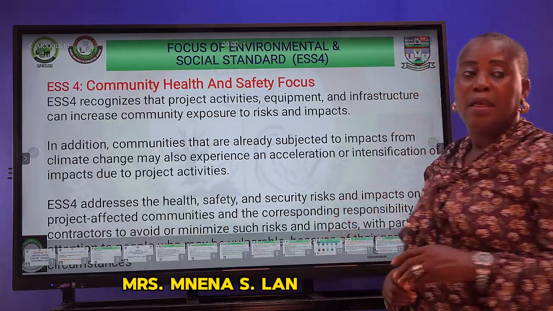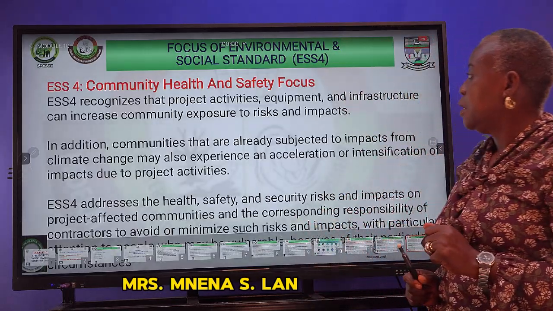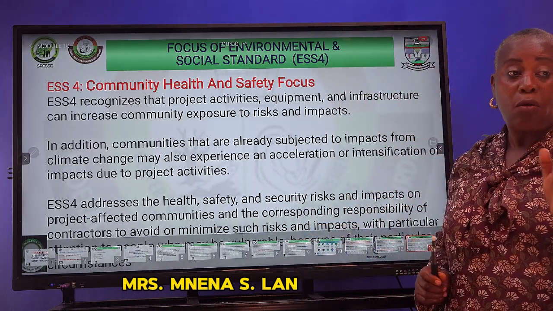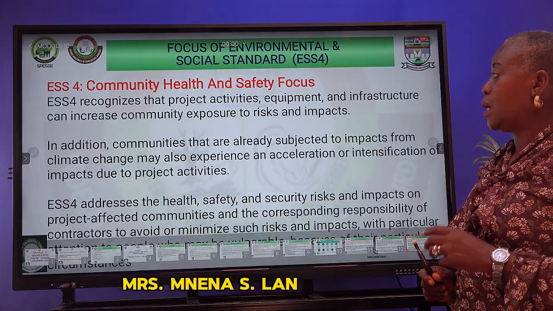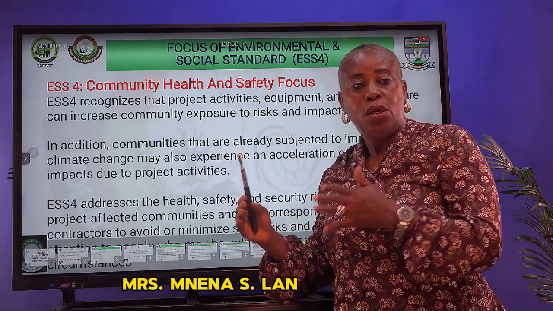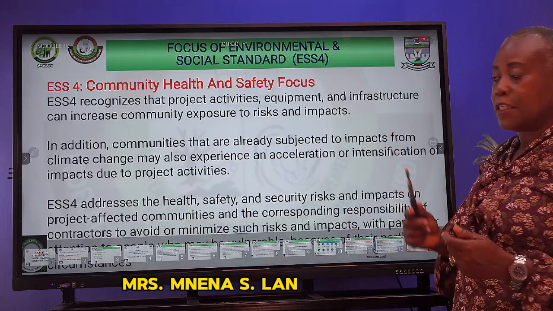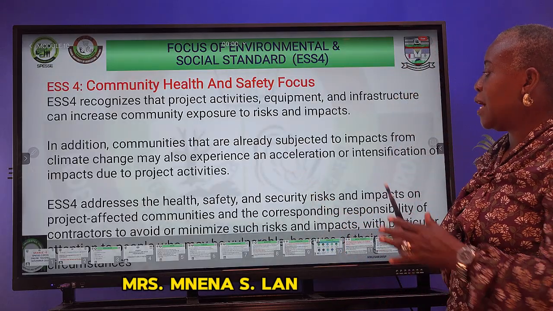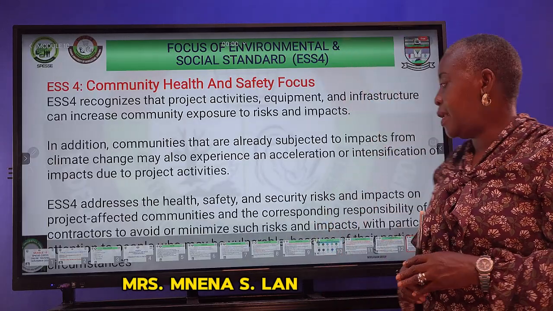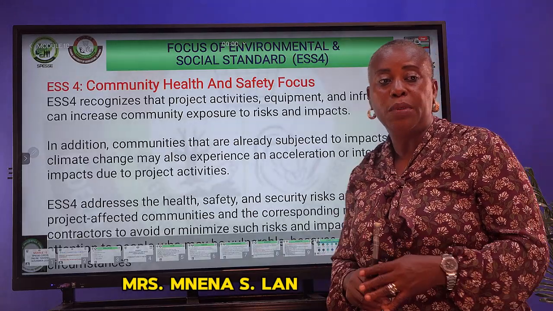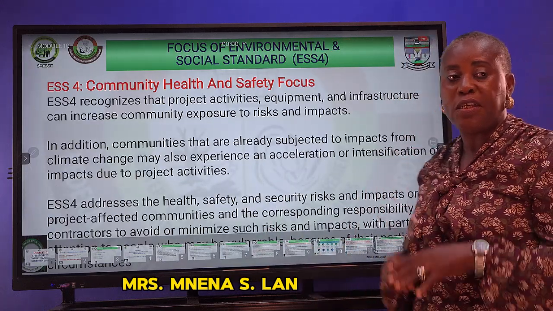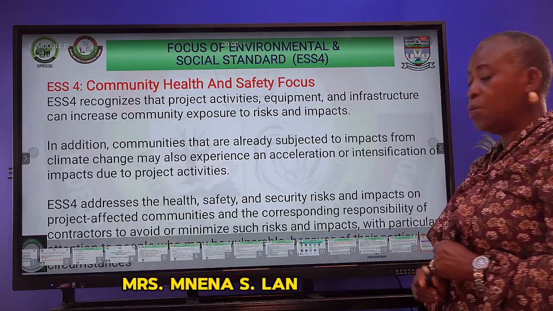Environmental and social standard 4, community health and safety, recognizes that project activities, equipment, and procedures can cause communities some damage or can increase risk in communities. In as much as these projects are expected to provide good dividends, there may be some risk, like I've explained previously. So communities are expected to address the health and safety and other risks, and be aware of them when there is an intervention project in their communities, and work together with project supervisors or project coordinators to achieve a safe and good working environment.